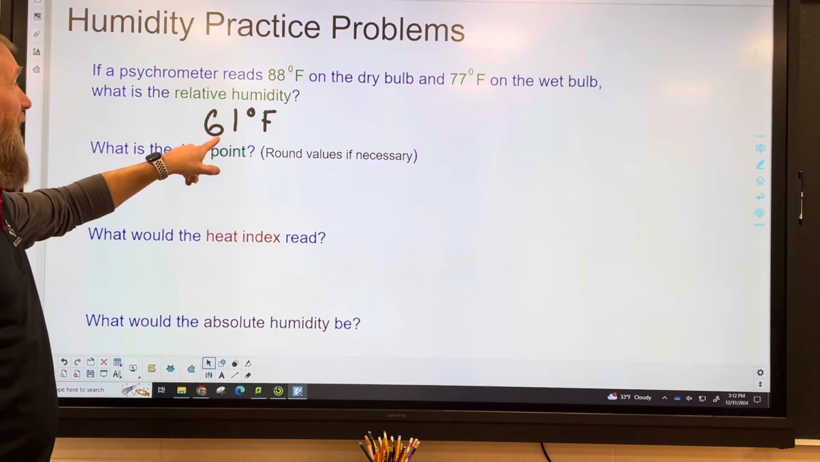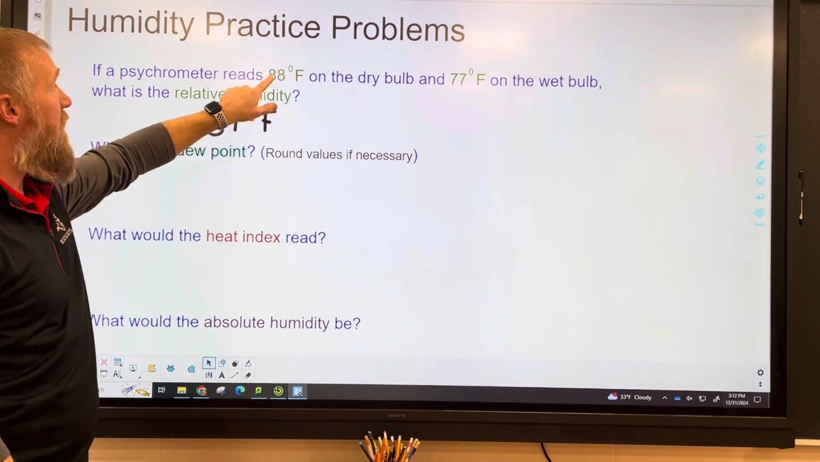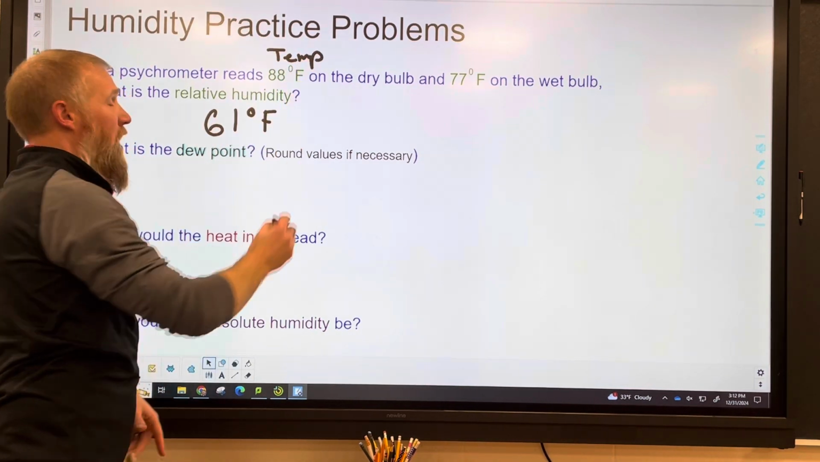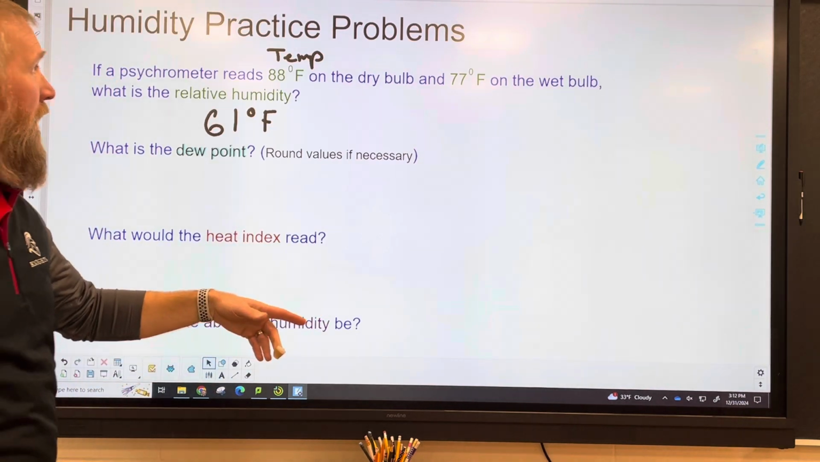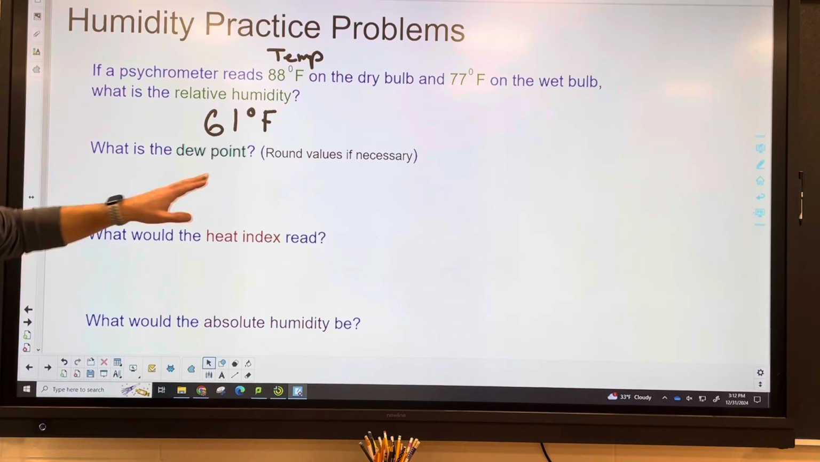Now that we have the relative humidity, remember we also have this number right here, because the dry bulb is just the regular air temperature. The wet bulb we only use to find relative humidity.